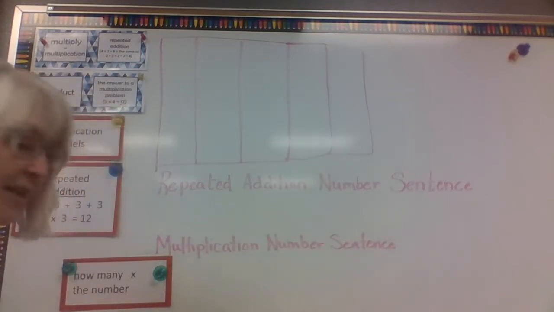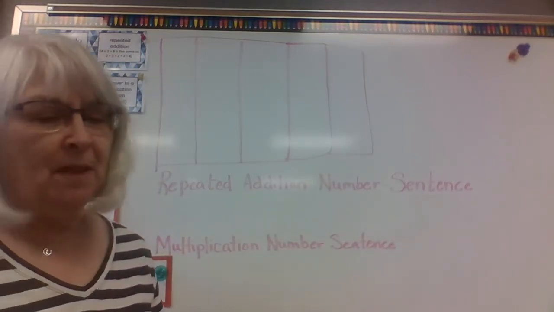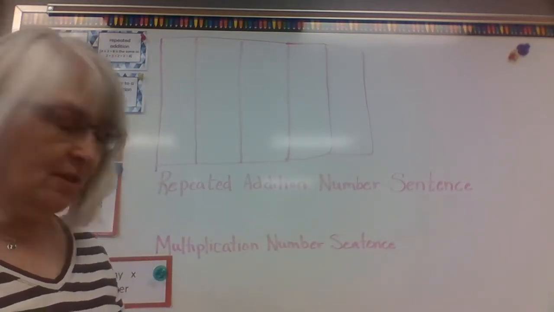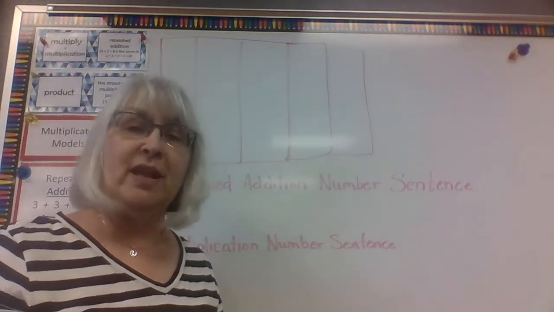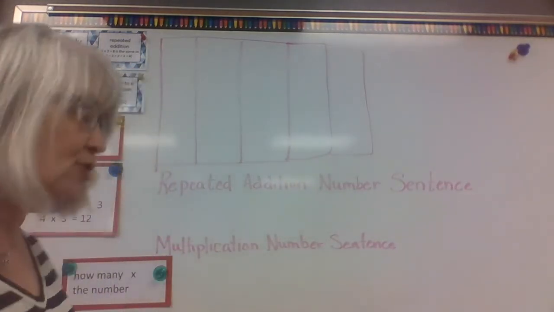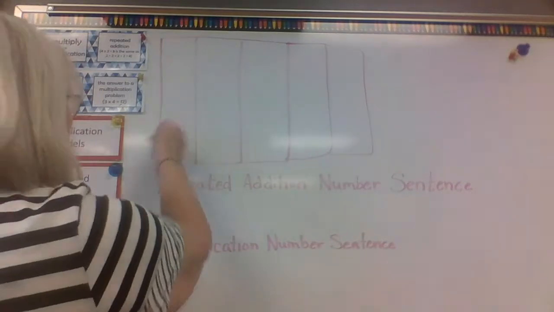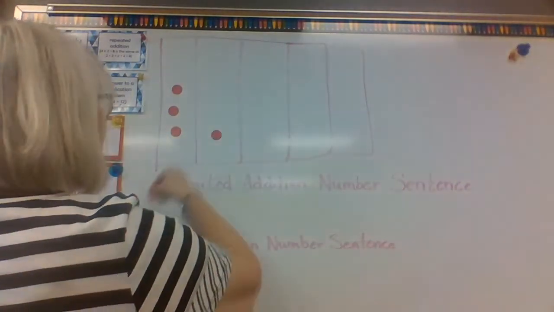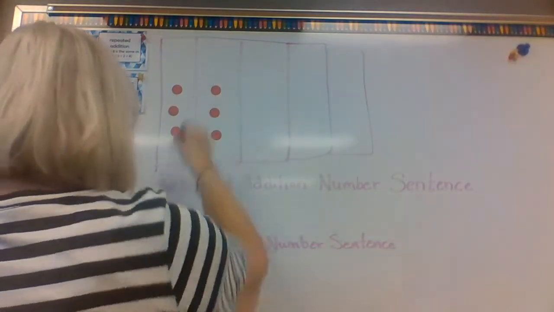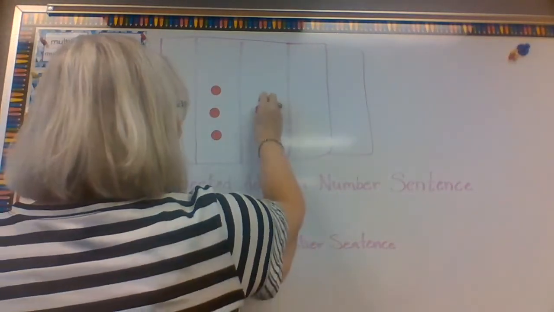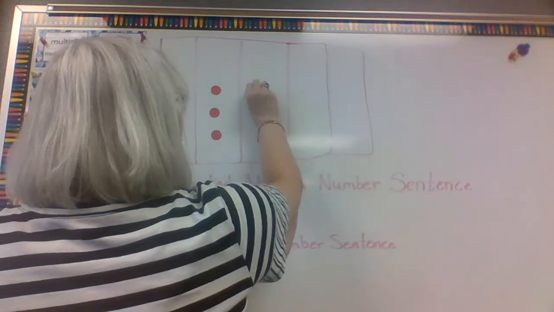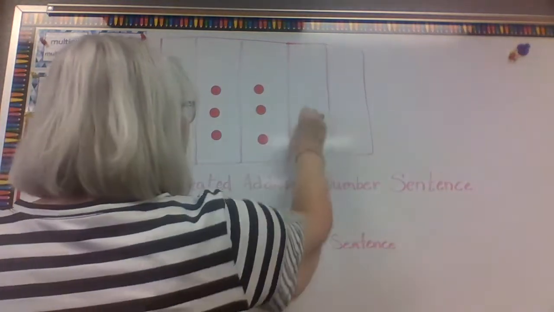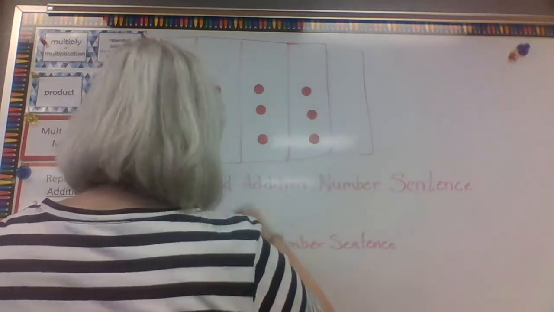Okay, all right, here is my new story. There were 5 students in the classroom, and Mrs. Jones gave them 3 stickers each. So our 5 students, each one gets 3. So put your red squares, 3 red squares. Each student gets 3 of them.